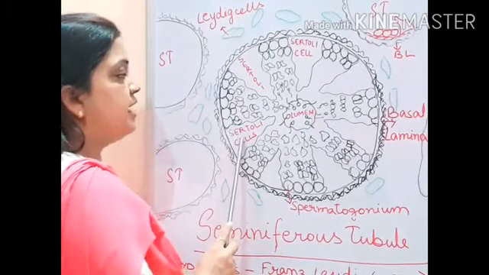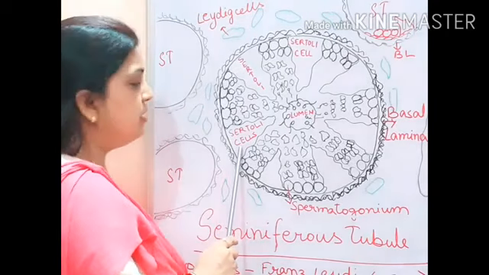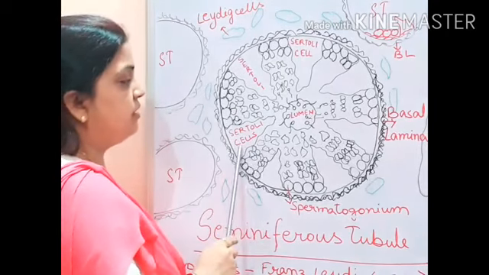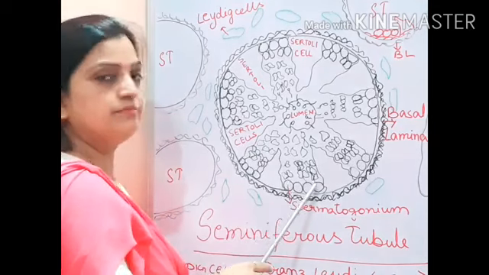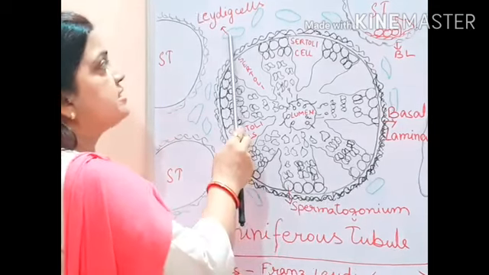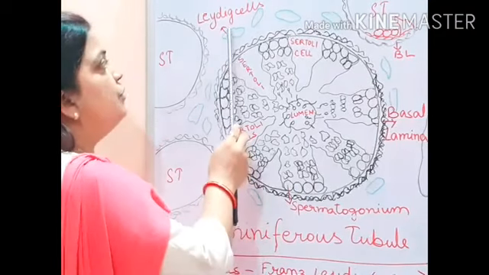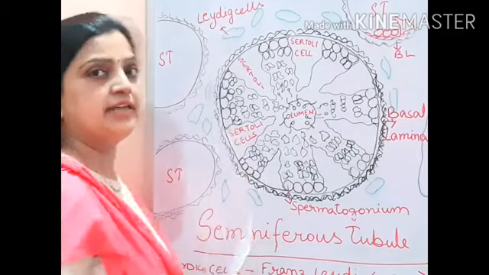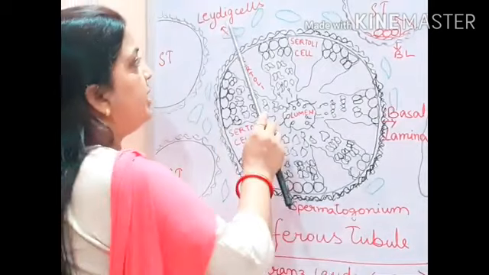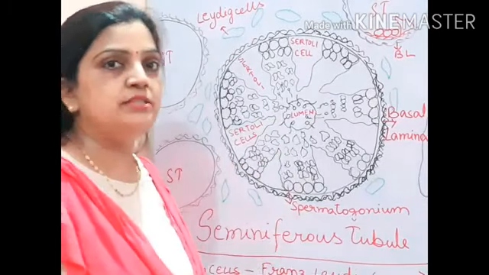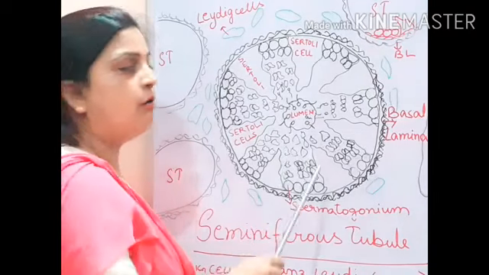Now, Sertoli cells, which are present here, will be giving nutrition to the developing spermatogonium cells. And the Leydig cells here, present in between the two seminiferous tubules, will be secreting testosterone hormone. And this testosterone hormone will be helping the development of the spermatogonium into spermatozoon or sperms.